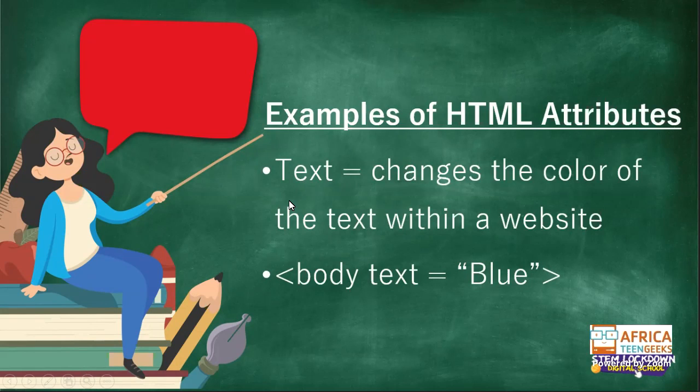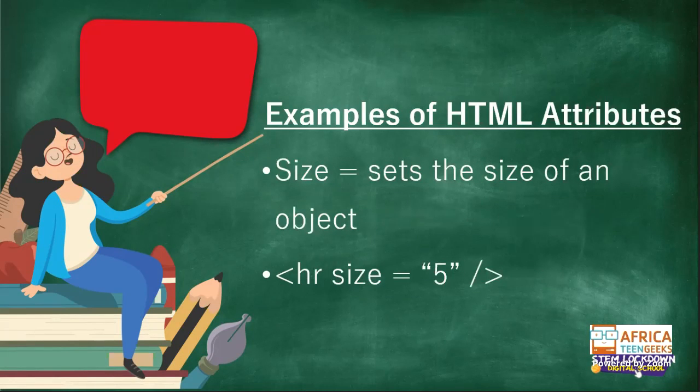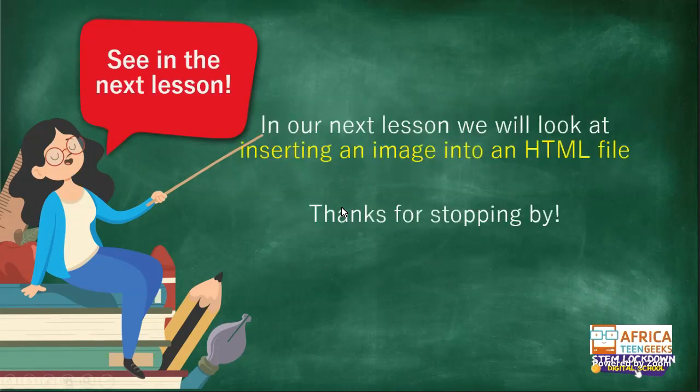And the one that I was just mentioning over here, text, changes the color of the text within a website. So the actual writing will be changed to a specific color. So you've got your tag over here called body, the attribute called text, and the value of the attribute is blue. And you are now creating text that is blue within a website. Okay.